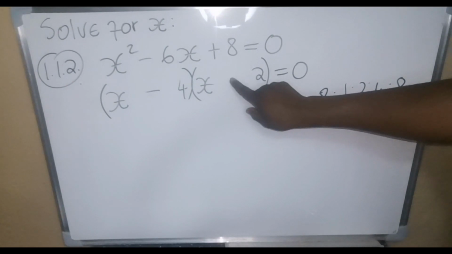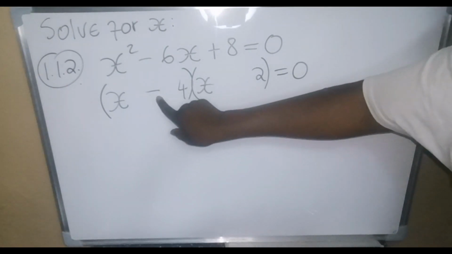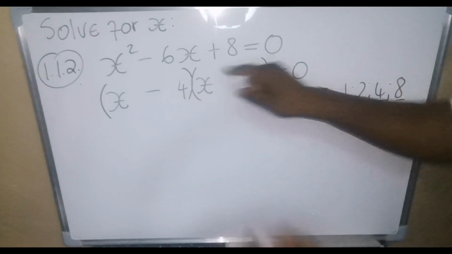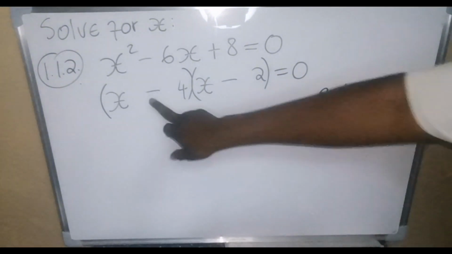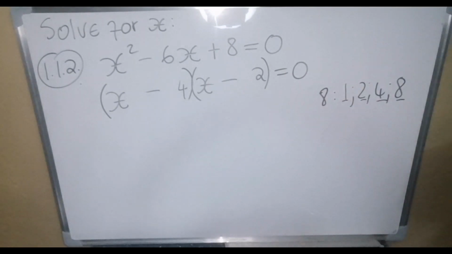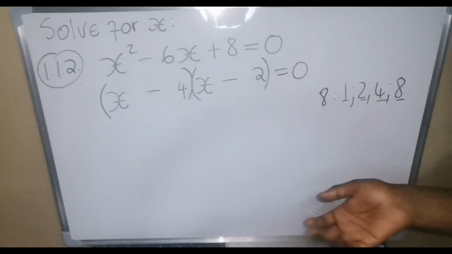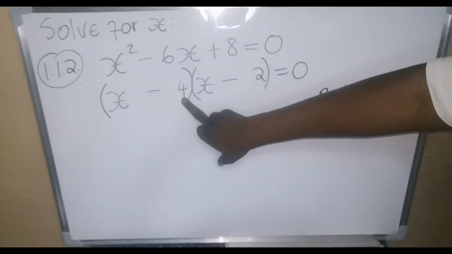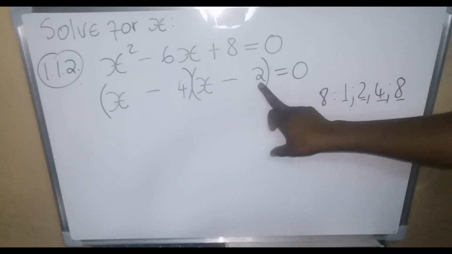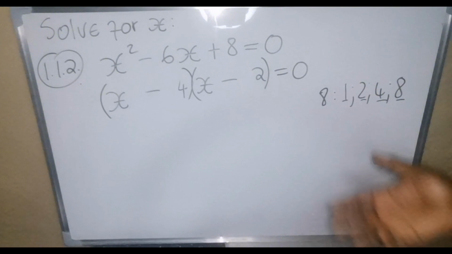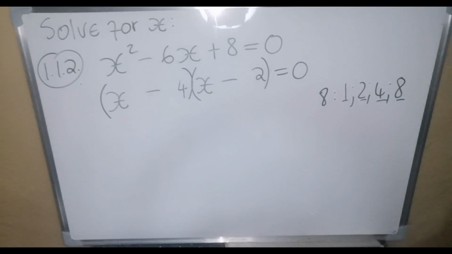Then to find the sign for this part, I'm going to say negative divided by positive, negative. That's very important. This negative divided by this positive is negative. Similarly, negative 4 times negative 2 is positive 8. Negative 4 minus 2 is negative 6. That's the basic logic behind these solutions.